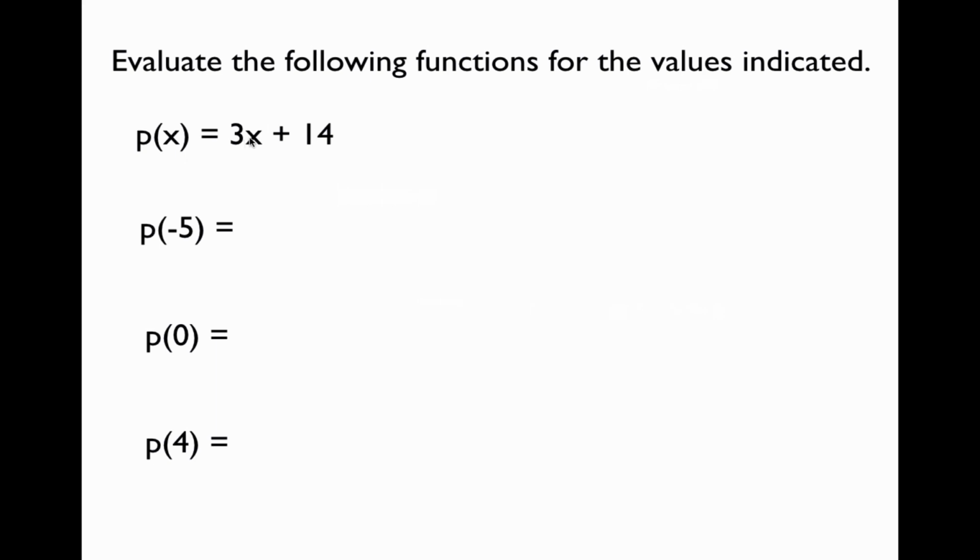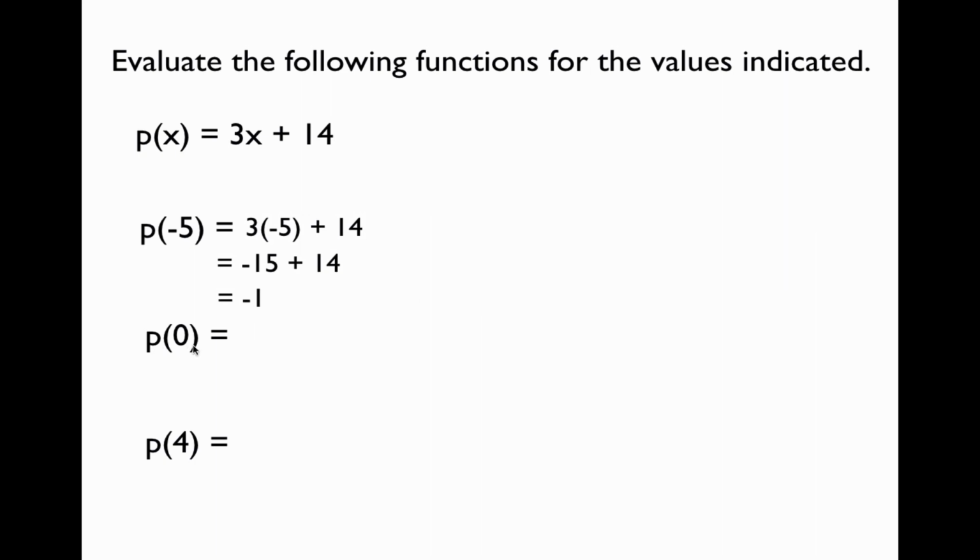So it's going to be 3 parentheses negative 5 plus 14. And that's what I get right here: 3, negative 5 in parentheses, plus 14. And now we can evaluate and simplify. 3 times negative 5 is negative 15, plus 14 is negative 1. So p of negative 5 is equal to negative 1. You drop in a negative 5 into the function machine, and you get out a negative 1.